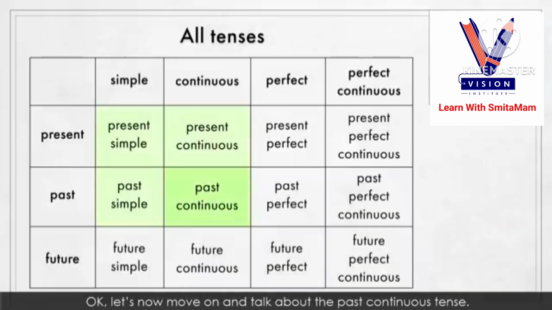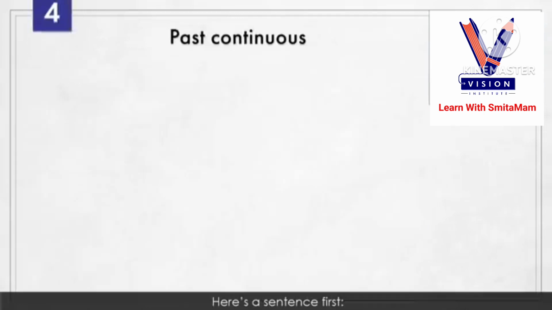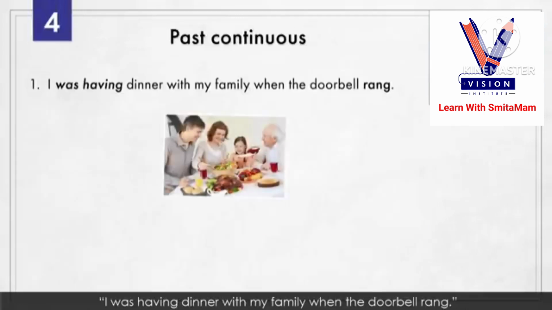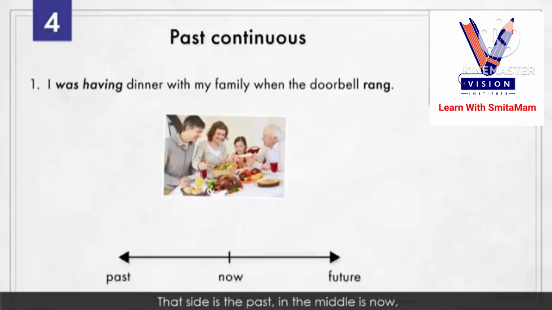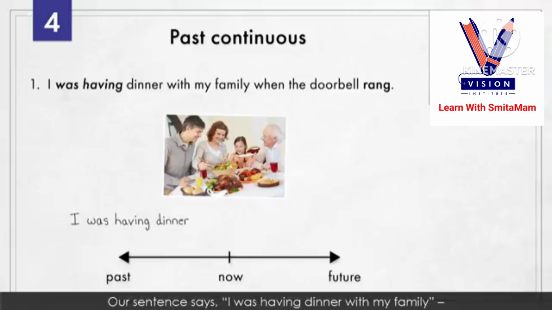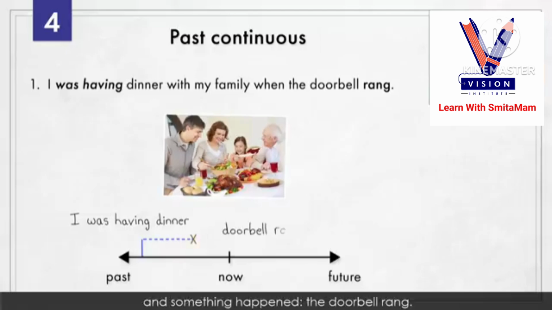Okay, let's now move on and talk about the past continuous tense. Here's a sentence first. I was having dinner with my family when the doorbell rang. I'm going to put this sentence on a timeline. That side is past, in the middle is now, and over on that side is the future. Our sentence says I was having dinner with my family. This shows an unfinished, ongoing action in the past. So I was in the middle of having dinner and something happened.